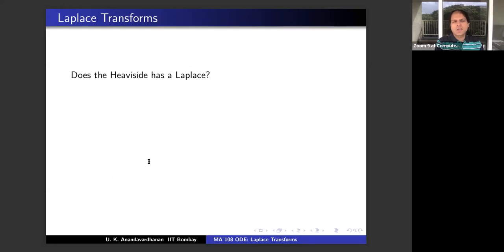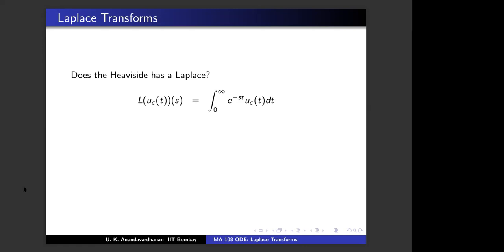And the question is, does Heaviside have a Laplace transform? Okay, so the answer is yes. So let us just do it. L of UC(t) at s will be, by definition, the integral from 0 to infinity of e power minus st times UC(t) dt. And what is an obvious next step? What is the next step? You tell me. We divide them, integral 0 to C and C to infinity.